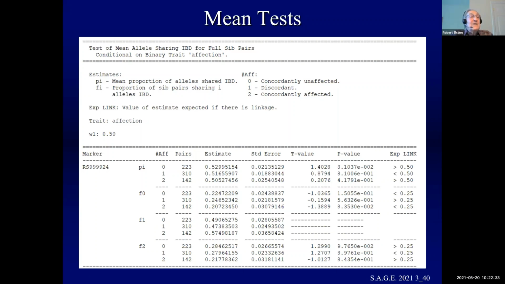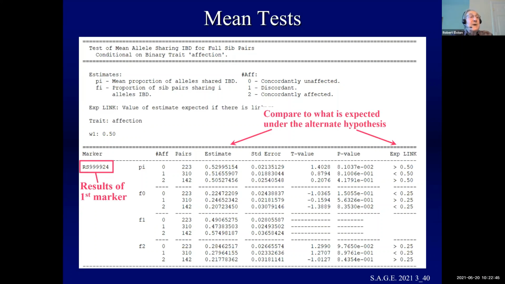You can see at the bottom, for each marker, what your pi is, the mean proportion of alleles shared identical by descent, according to whether the pairs are concordantly unaffected with 0 affected, discordant with 1 affected, or concordantly affected with 2 affected. And in each case, you get a t value and a p value.